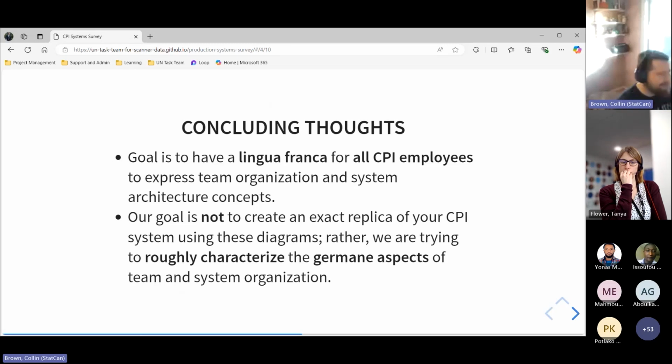Okay, so concluding thoughts on the diagram. Again, what I've alluded to a few times, the goal here is to have a lingua franca so that everyone who works on CPI systems can express these concepts in hopefully not too complicated diagrams.